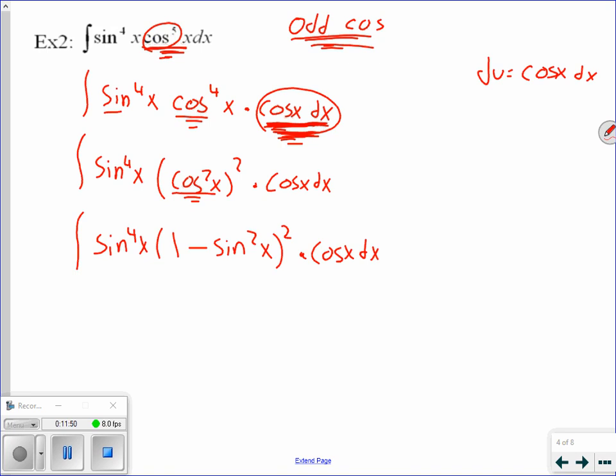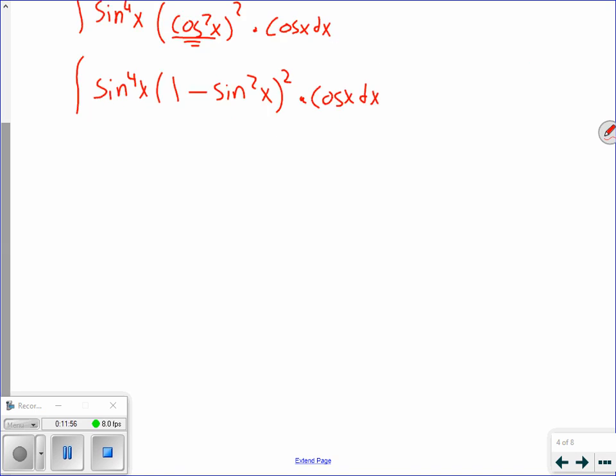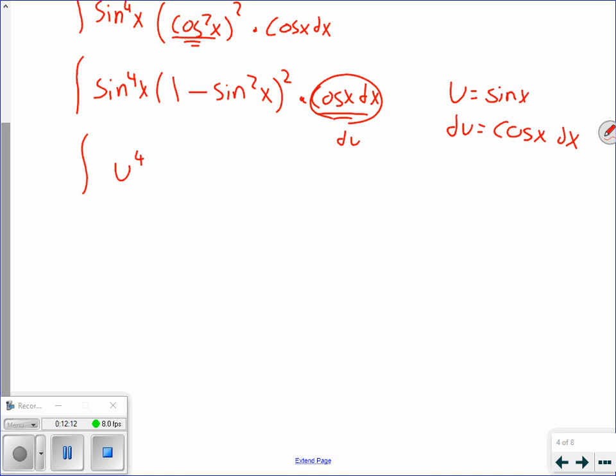All right, now I can do that u substitution. Let u be sine of x. Now notice what's going to happen. We're going to let u be sine of x. Then du is going to be what I intended it to be, cosine of x dx. So now this substitutes out as du, and it's going to be a nice integral for us to solve. So u to the fourth, 1 minus u squared, du. That's what happens whenever you have an odd sine or cosine. You take out one of the powers, and that's going to end up being your du. You got to get everything else in terms of the other trig function.